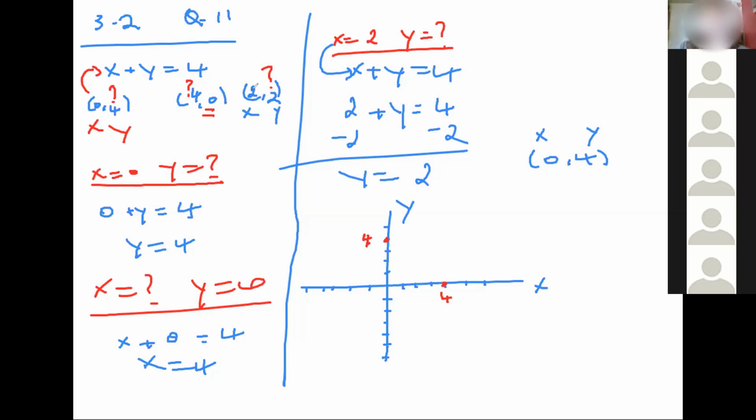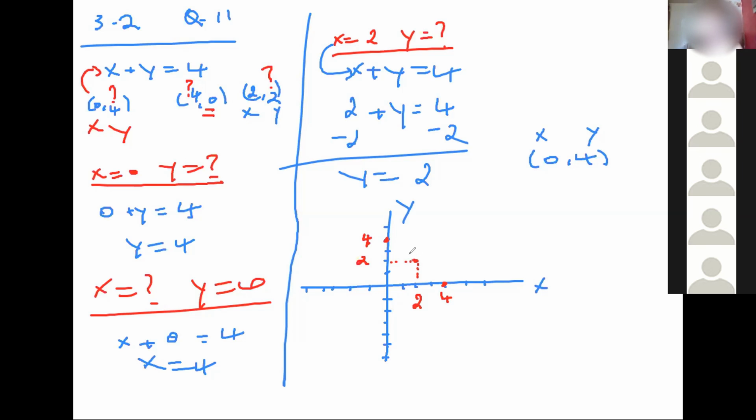Good, then the third point, 2, 2. First again, start with the x, always on this axis. 2 is here. Then go up. That's right, so we start from here. The y is 2, so from here we go up 2 units, because 2 is here. So that's the point. This is the point 2, 2. The x is 2, the y is also 2.